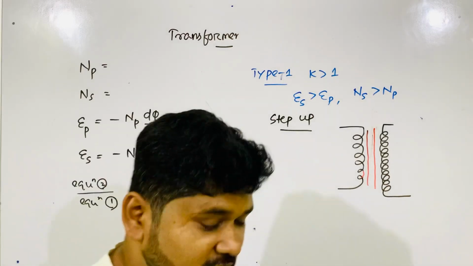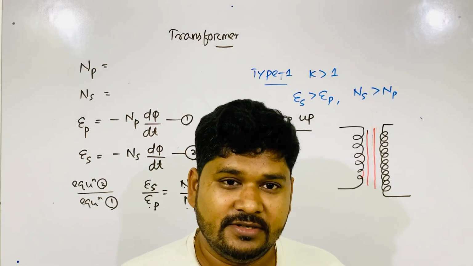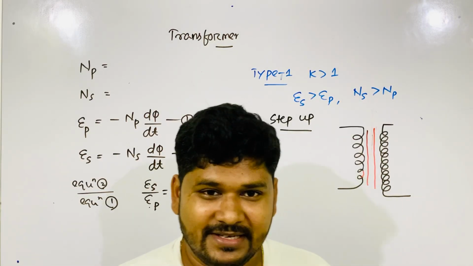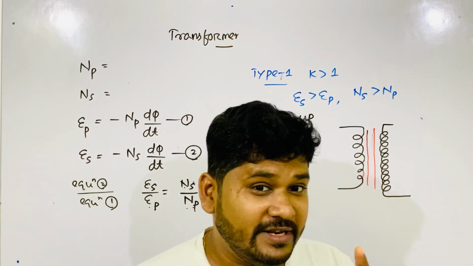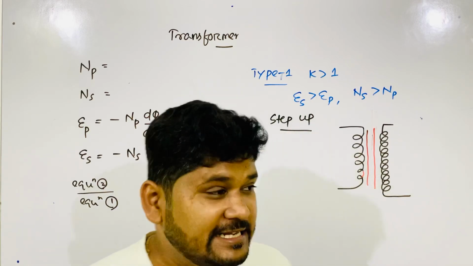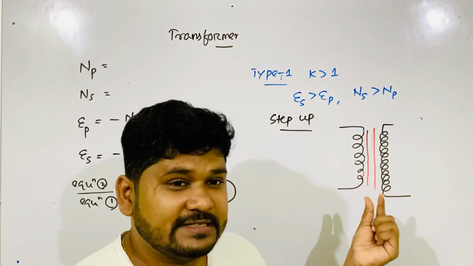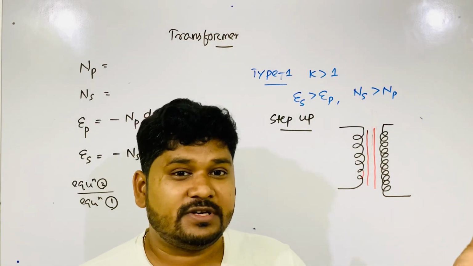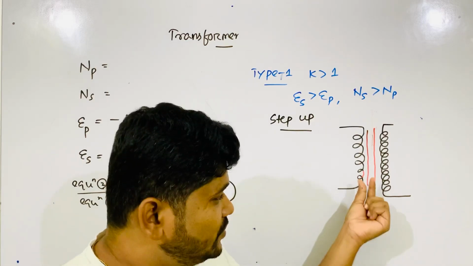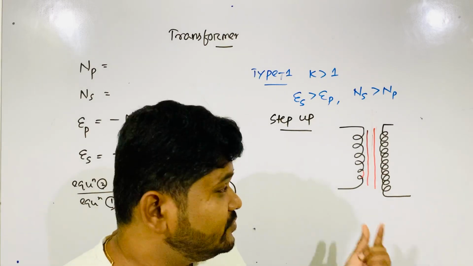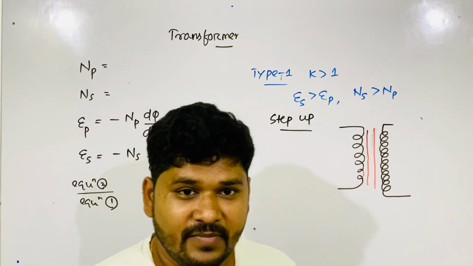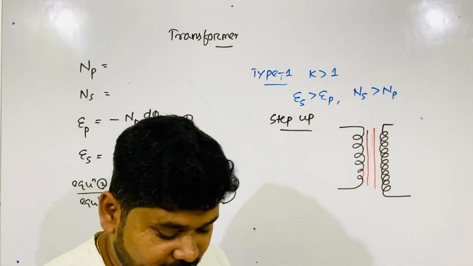Why have you drawn two lines? Or should you just draw it like this? No. Never forget to draw those two lines, because in the symbol, those two lines represent the core of the transformer. So don't forget to draw those two lines. So this is the symbol of the step-up transformer.